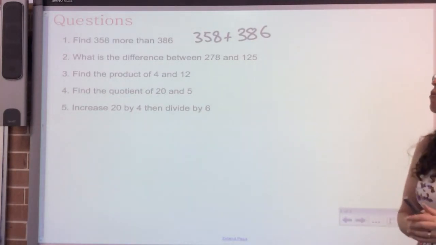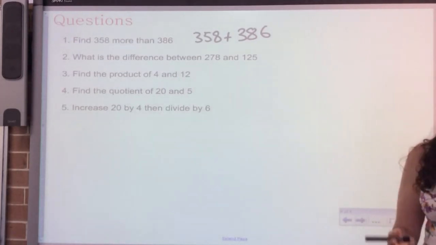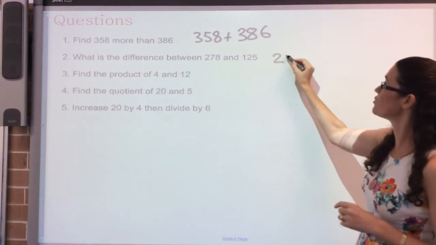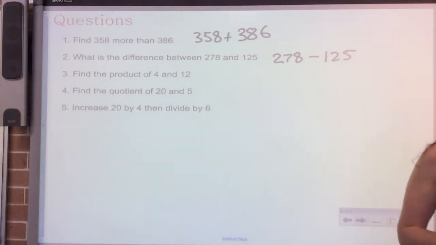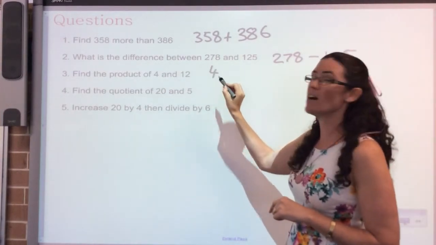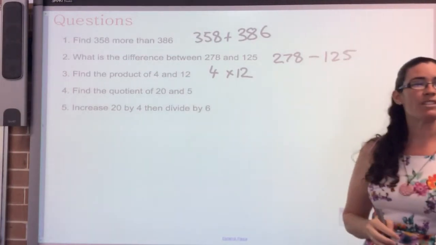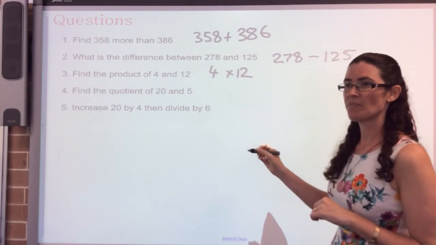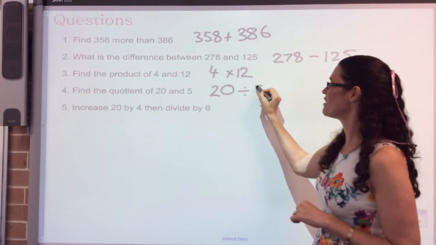Question 2, what is the difference between 278 and 125? What does that mean as a maths question? That means subtract. So 278 subtract 125. Question 3, what does it mean by product? Times. So that is 4 times 12. Question 4, the quotient. Yep, the quotient means divide. 20 divided by 5.